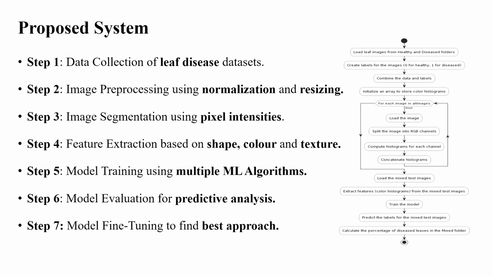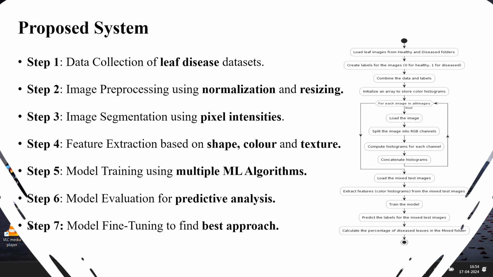After this, we do the model training and evaluation to predict the disease percentage in the mixed folder using multiple machine learning algorithms. This leads to the final stage of model fine-tuning, which helps us to find the best approach. Based on the system, we can conclude which particular algorithm will be suitable for a specific disease of a specific leaf. This type of approach will be suitable, efficient, and also time consistent in order to predict the disease percentage optimally and prevent the spreading of diseases at an early stage for sustainable farming.